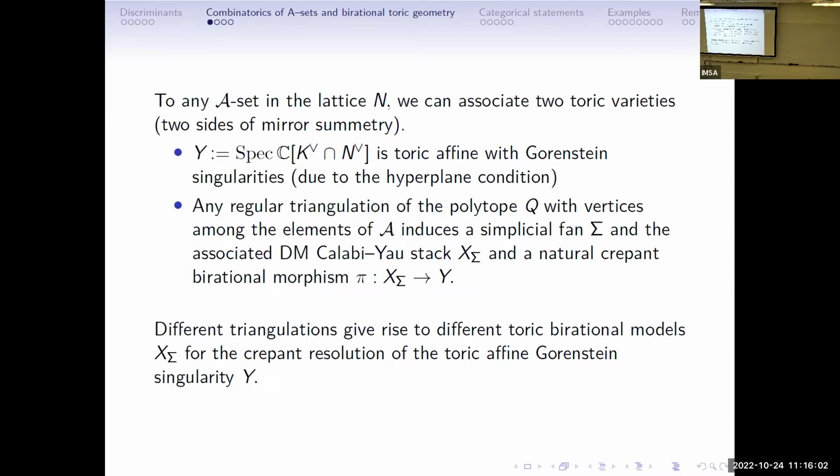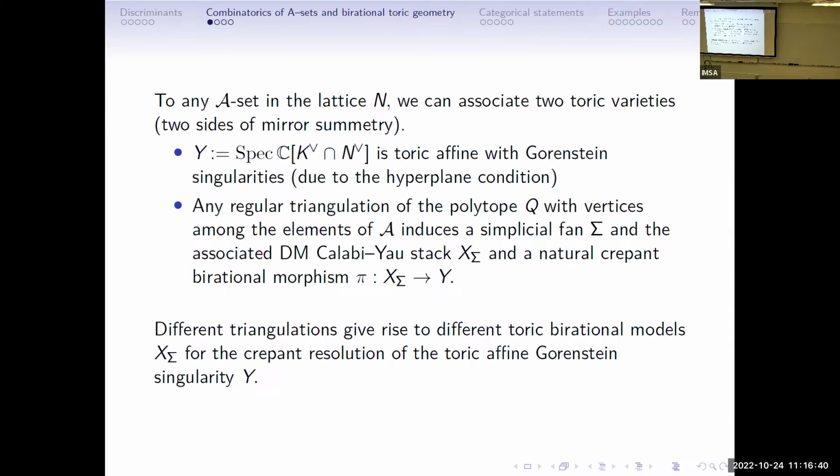So now, if I take a simplicial fan supported on such that its rays are the elements of the set A, and you think about this as the fan of a toric Deligne-Mumford stack, what you get here is the Deligne-Mumford stack, which turns out to be also Calabi-Yau. In other words, the canonical sheaf is trivial, and it comes with a natural crepant birational morphism into the singularity, the Gorenstein singularity Y.